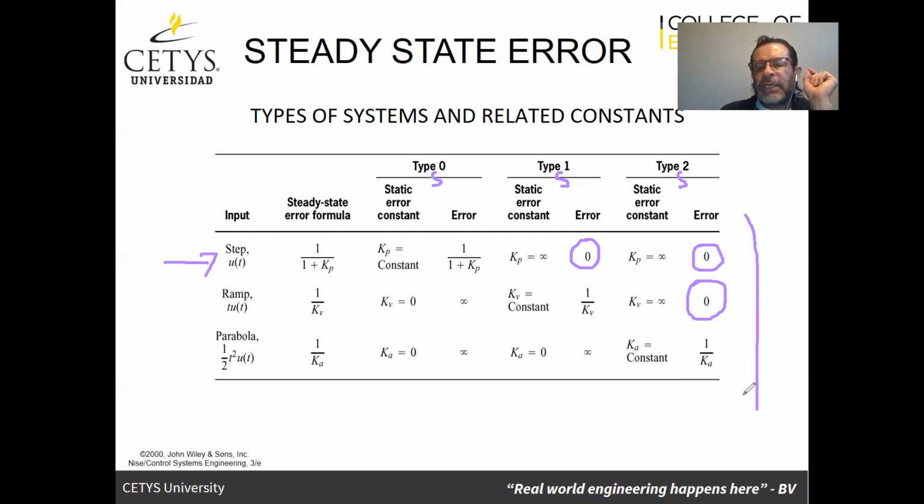If we want to continue and have a 0 error, we need to increase the system more. And so a type 3 system, or an S to the 3, would eliminate the error for the parabola as well as the ramp and the step. And that's what we're going to be trying to do, trying to increase the type of the system. Okay.